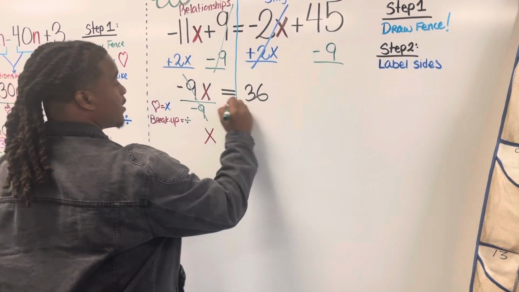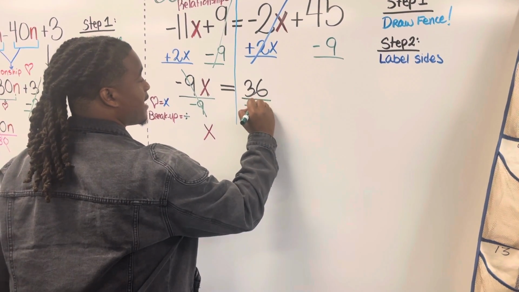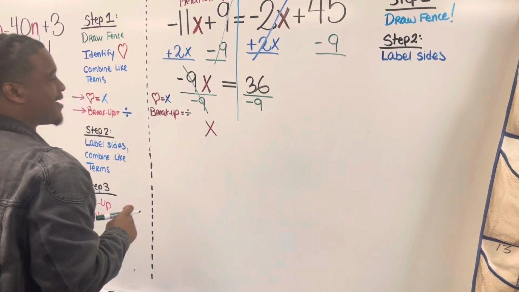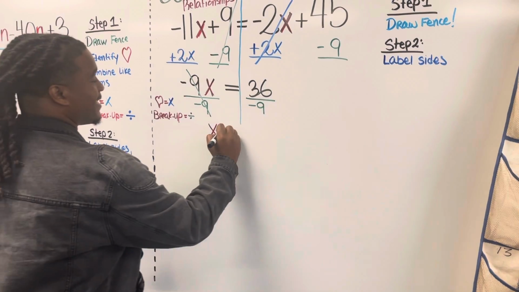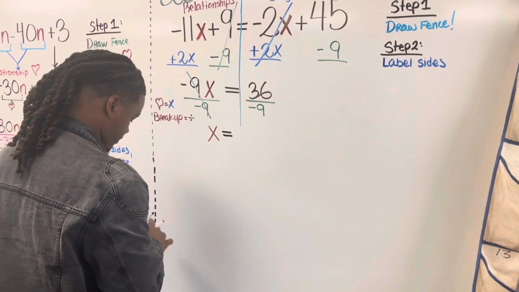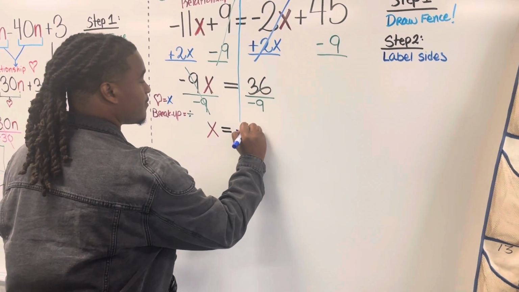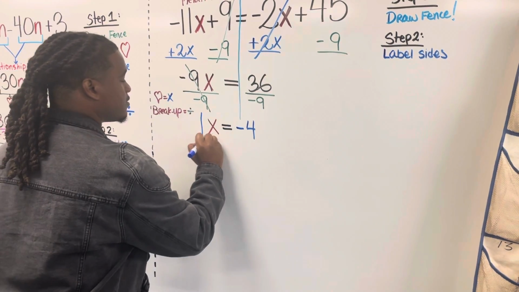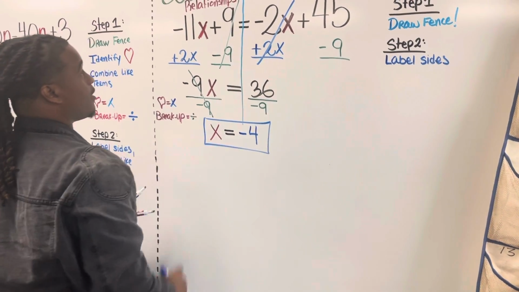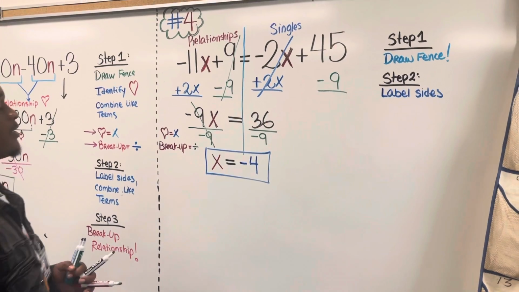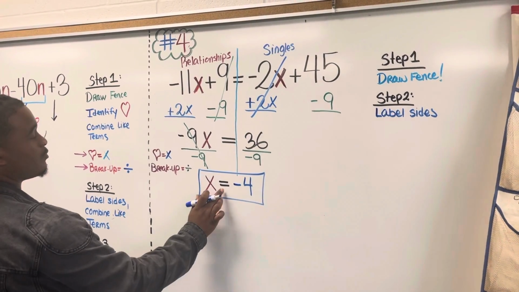And of course, whatever we do on one side, we have to do on the opposite side. A positive 36 divided by negative 9 is a negative 4. So this is how we solve multi-step equations, and this is the value of x in this case.